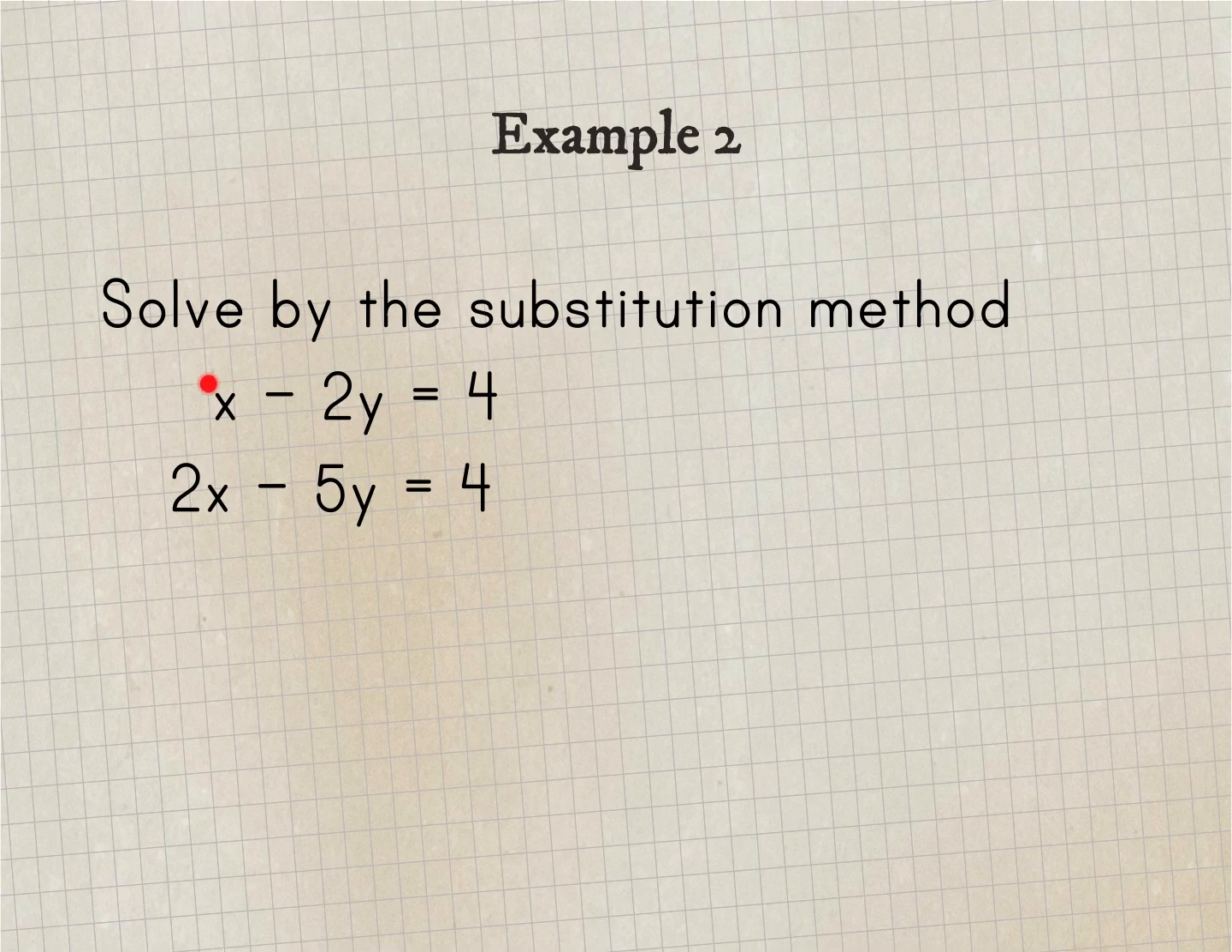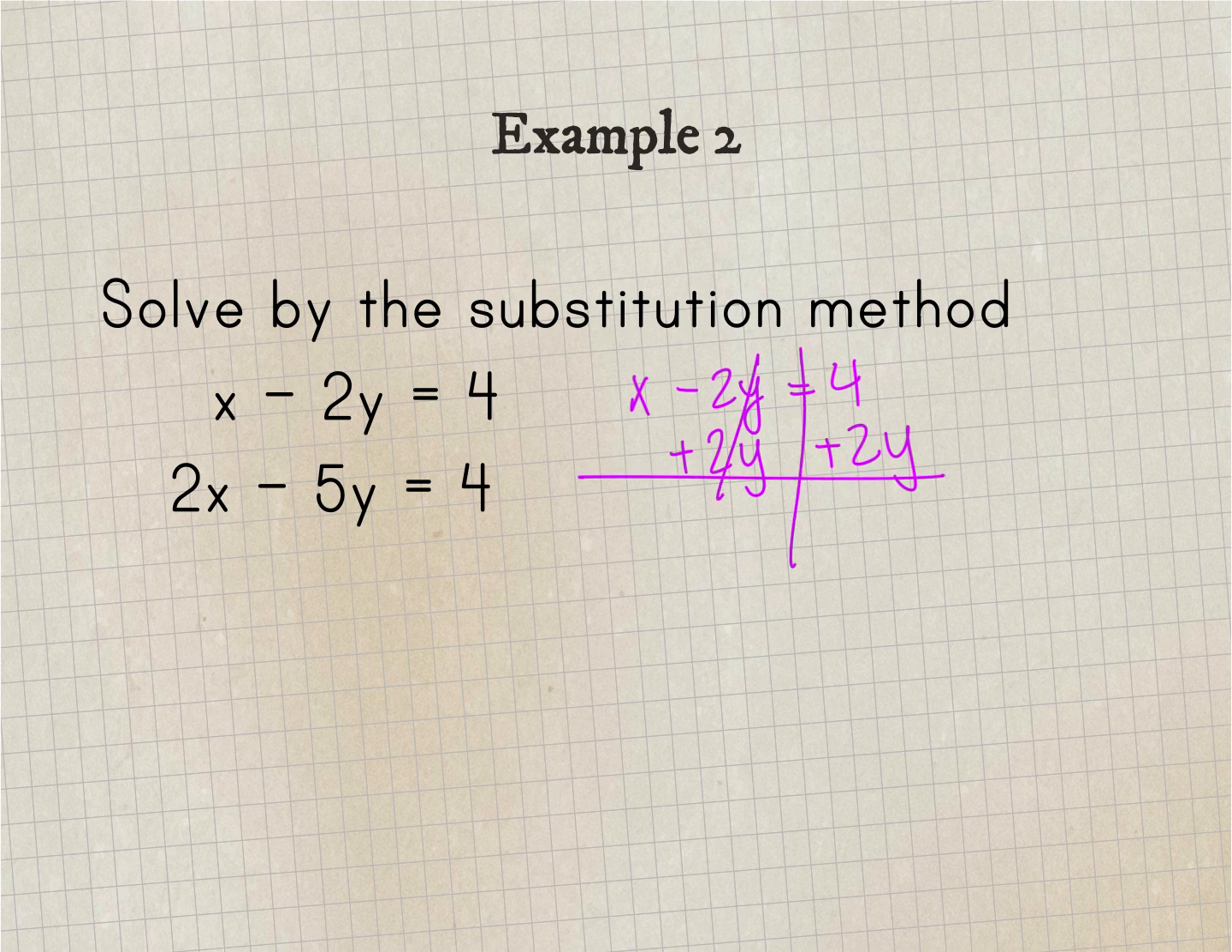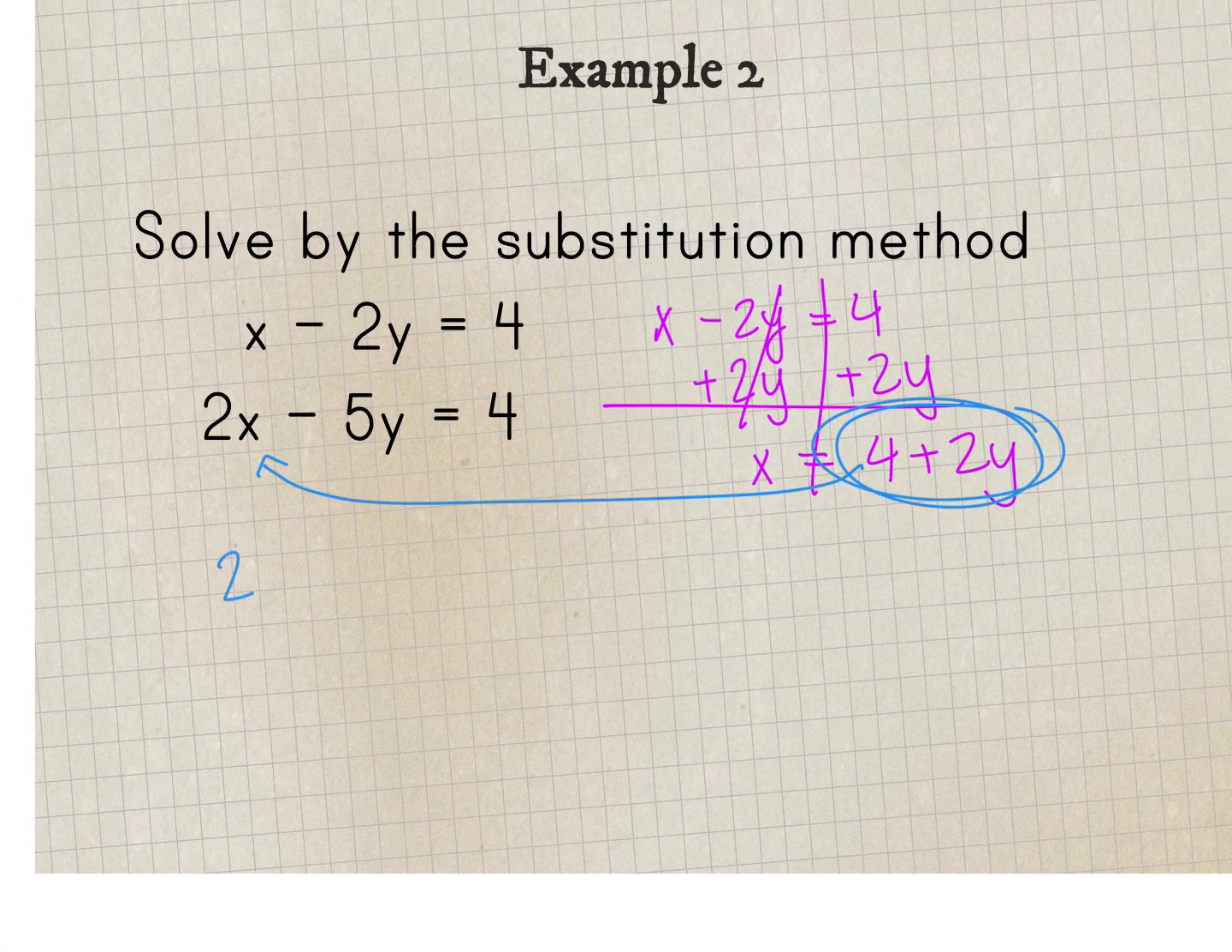This one gives me an x by itself, so that's the one I'm going to solve for. So looking at this one, I'm going to go ahead and solve it. I have x minus 2y equals 4. I'm trying to get my x by itself, so I'm going to add 2y to both sides of my equal sign. I'm going to get x equals 4 plus 2y. I'm then going to take whatever my x equals, and I'm plugging it in for x. So I'm going to have 2 times 4 plus 2y minus 5y equals 4.